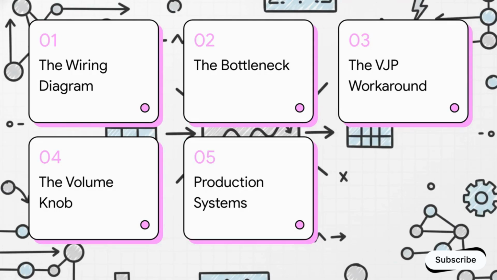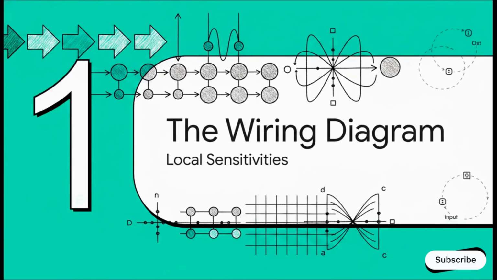Okay, let's run through our diagnostic checklist for this session. We've got the wiring diagram, the engineering bottleneck, the VGP workaround, the volume knob, and finally, systems in production. Section 1. The wiring diagram. Let's map out these local sensitivities.